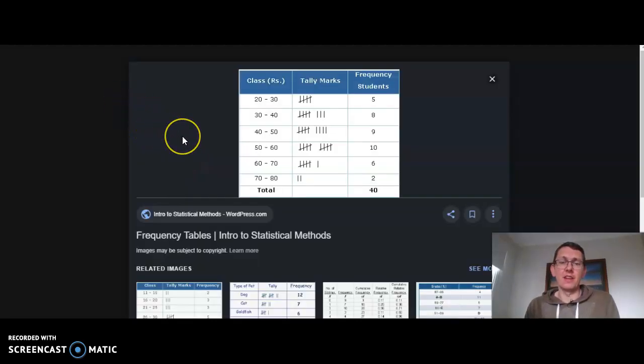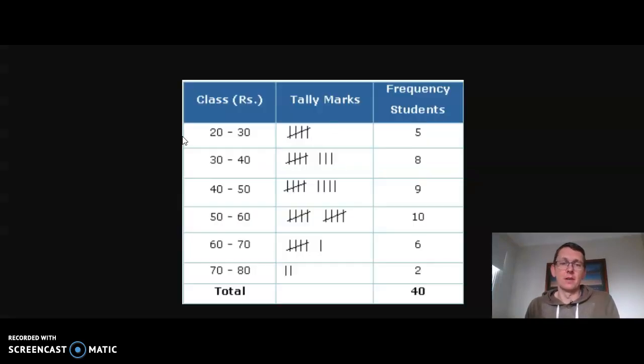Here's another interesting one. Remember we did this one at the start of the lesson. Let's just make that a bit bigger. If you look at this, this goes from 20 to 30. This one goes from 30 to 40. This one goes from 40 to 50. This is a super common mistake I see a lot of students making.